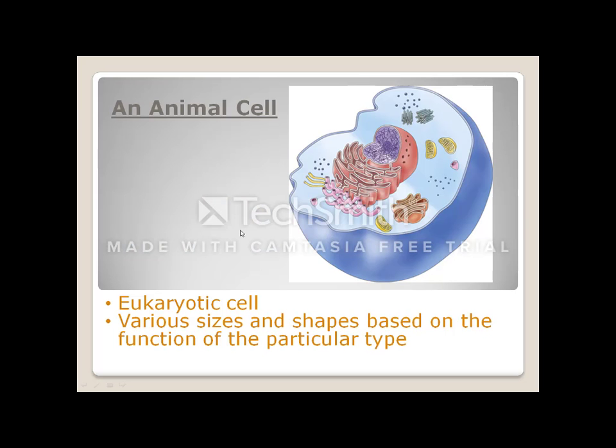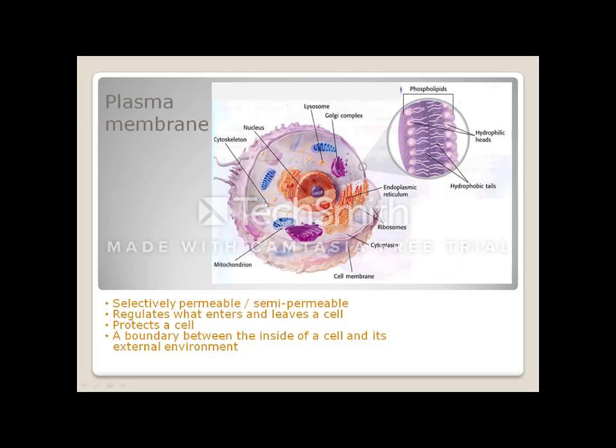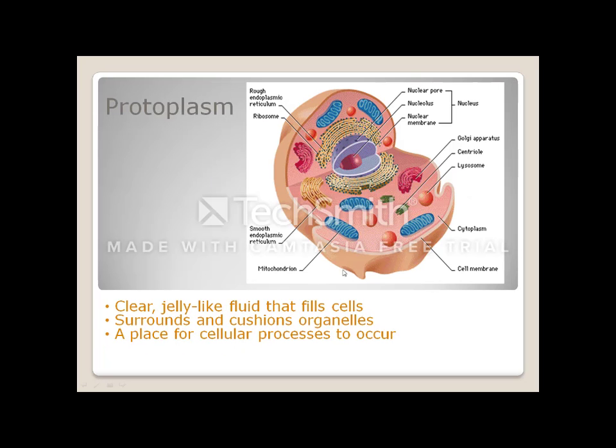An animal cell, again, is a eukaryotic cell. They come in various shapes and sizes based on their particular function for an organism. The plasma membrane, also called a cell membrane, is the outer protective covering of a cell. They regulate what enters and leaves a cell, which means we also refer to it as being selectively permeable or semi-permeable. The protoplasm, also called cytoplasm, is the jelly-like substance that fills the cell.